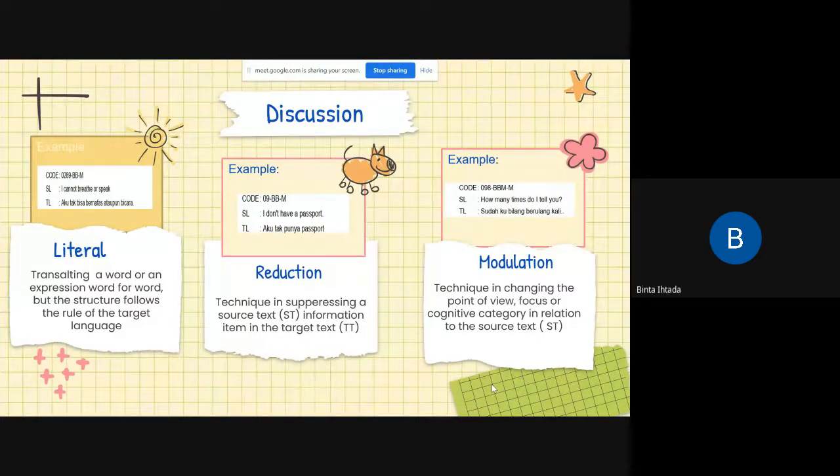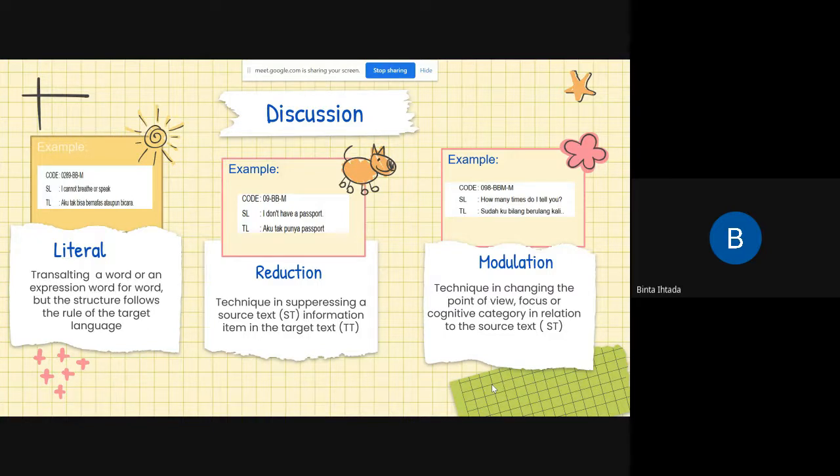The second one is reduction. The source language is "I don't have a passport." The target language translates it as "aku tak punya paspor." The example above shows reduction. The translator reduces an information item in the target language. The word "a" as an article is not translated into the target language. If it were translated, it would be "sesuatu" or "sebuah".